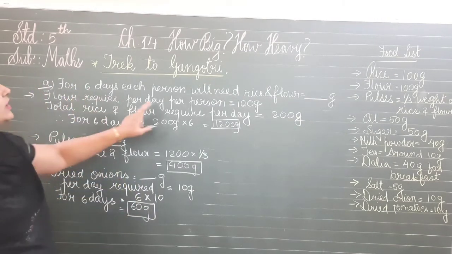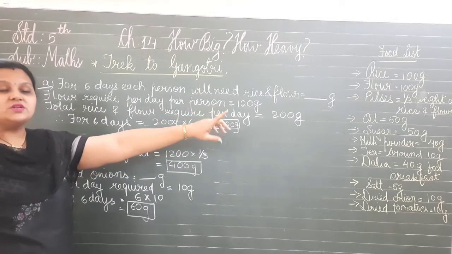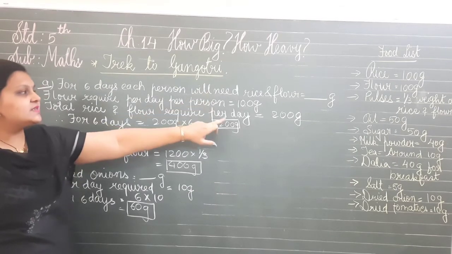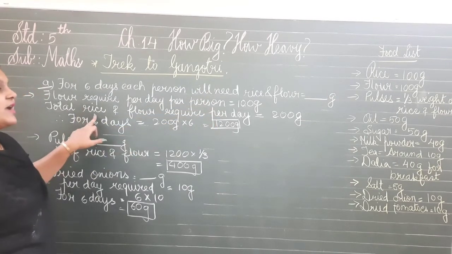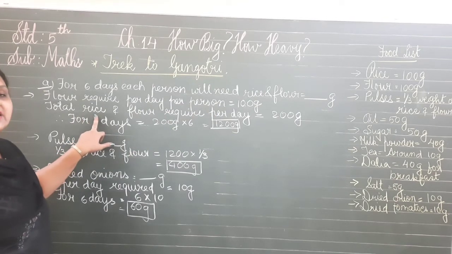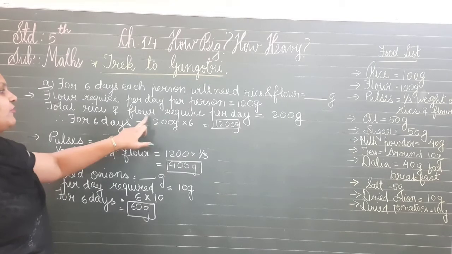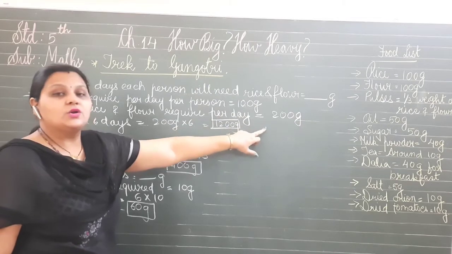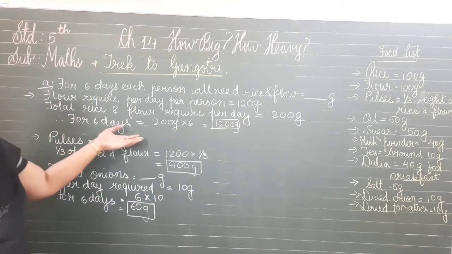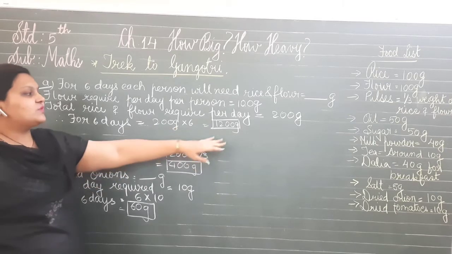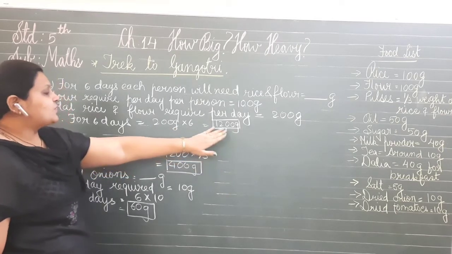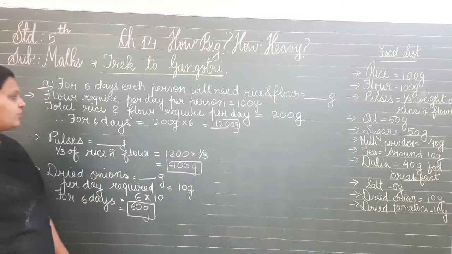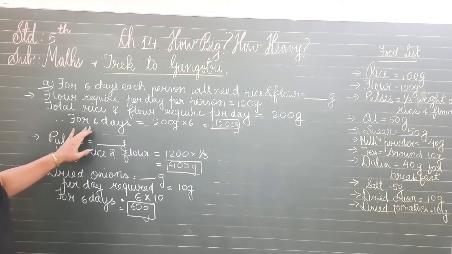Each person will need rice and flour equal to dash. Now flour required per day per person is 100 grams. Same way, rice also 100 grams. We can see in the list. So total rice and flour required per day will be 100 gram plus 100 gram, that is 200 gram. So for 6 days, 200 gram into 6, that is 1200 grams. So for 6 days each person will need 1200 grams of rice and flour.